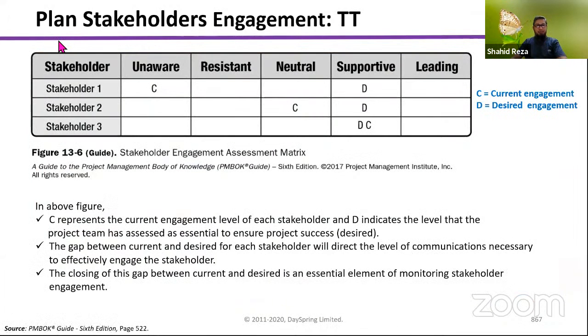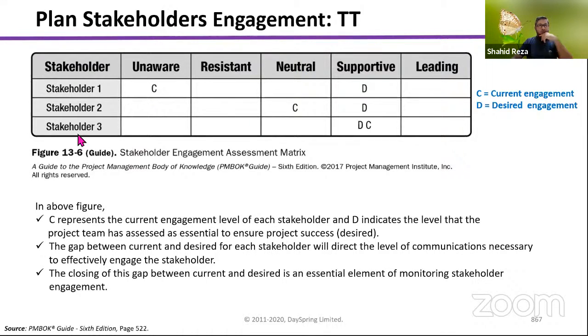See this table? Can you see? What we are seeing here is the list of the stakeholders that we have identified. For simplicity, we have taken 3 stakeholders: stakeholder 1, 2, 3. And at the top, we have written the 5 levels: unaware, resistance, neutral, supportive, and leading.